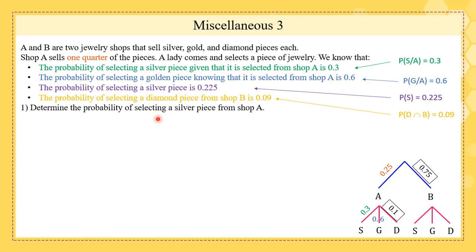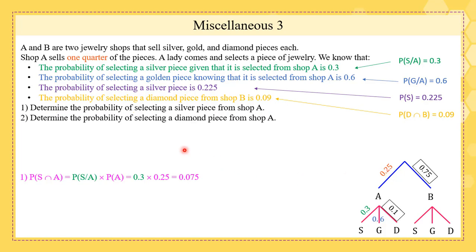Determine the probability of selecting a silver piece from shop A. Remember, this is not a conditional probability because we don't have "knowing that" and "given that" and the terminologies that are used in conditional probability. Well, here we need the probability of S intersection A, and we can tell S intersection A from the tree, which is 0.3 times 0.25. Now determine the probability of selecting a diamond piece from shop A. Similarly, this is D intersection A, and we can tell it from the tree.